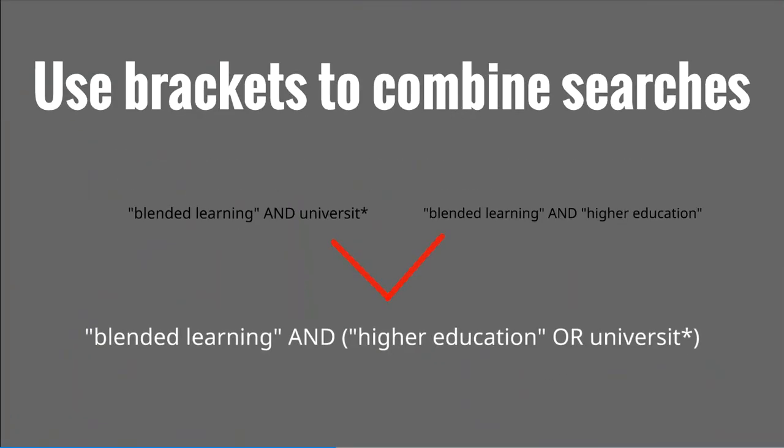And then the last one, really, you don't have to repeat searches, you can combine searches using brackets. So you can do 2, 3, 4 searches, but with only one search really. For example, we're looking for literature on blended learning and universities, blended learning and higher education. You can combine it by writing blended learning and then brackets around where the two concepts are the same, higher education or university, and then close the brackets and it will do both those searches in one.